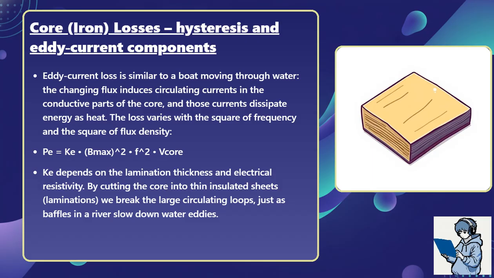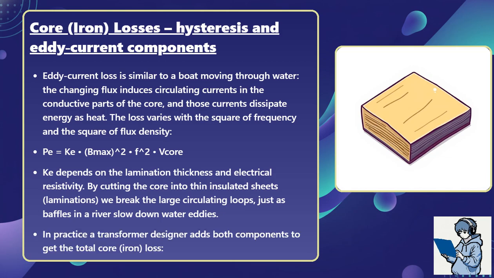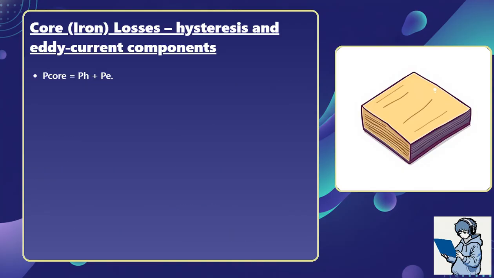By cutting the core into thin insulated sheets, laminations, we break the large circulating loops, just as baffles in a river slow down water eddies. In practice, a transformer designer adds both components to get the total core iron loss. P core equals P_H plus P_E.